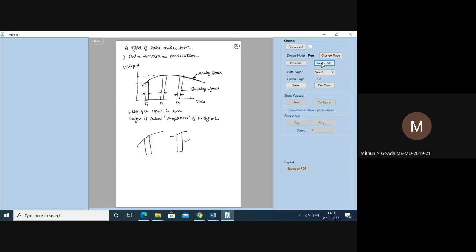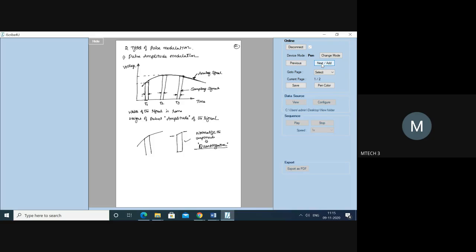To normalize the amplitude, we are going to use the process called quantization. What does quantization mean? Quantization is the process of normalizing the signal.